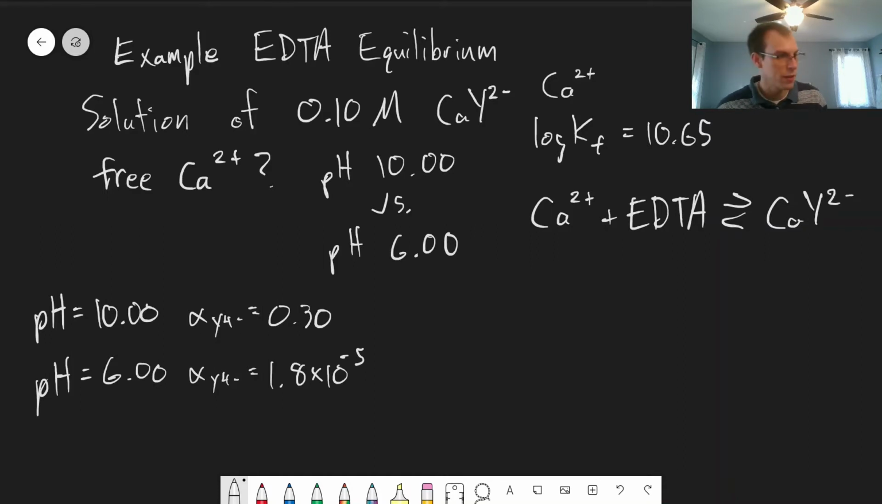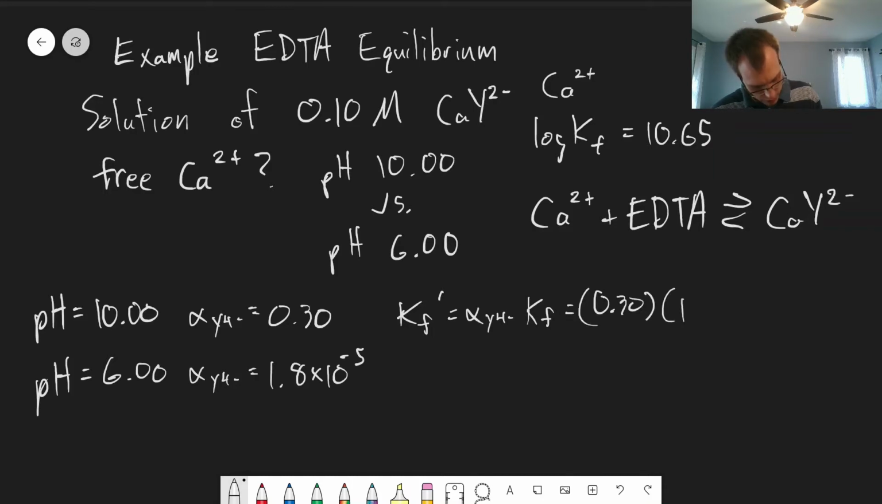Okay, so if we want to find the value of Kf prime, again, it's alpha Y4 minus times Kf, which will be equal to 0.30 times 10 raised to the log Kf, not pKf, but log Kf. If we plug that into our calculator, we get 1.34 times 10 to the 10. So again, it very much favors the complex here.